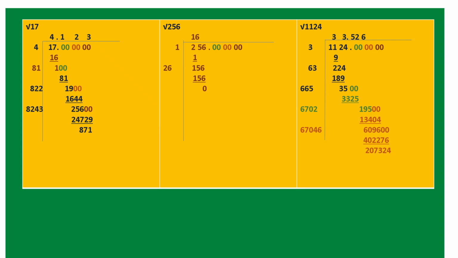The next sum is square root of 256. We know that 256 is a perfect square. So, 16 16s are 256. As you can very well understand looking at how the working goes.